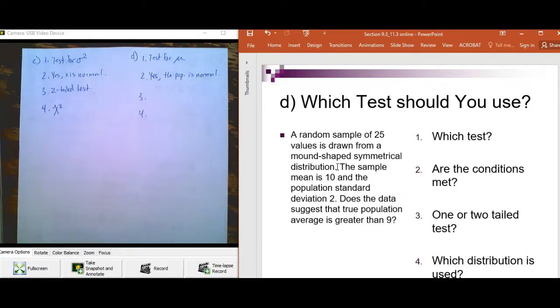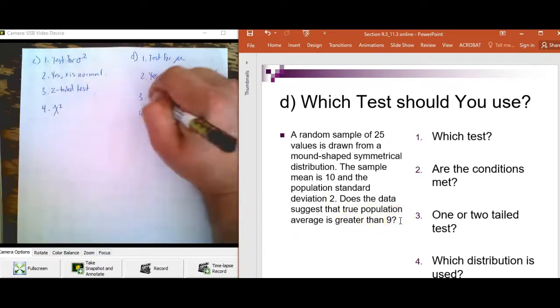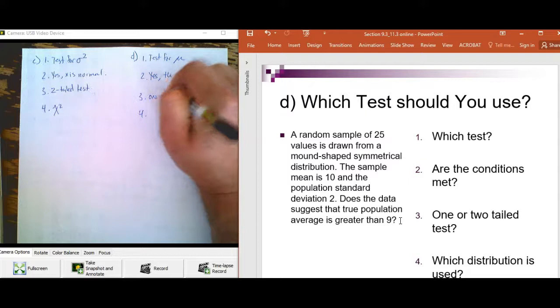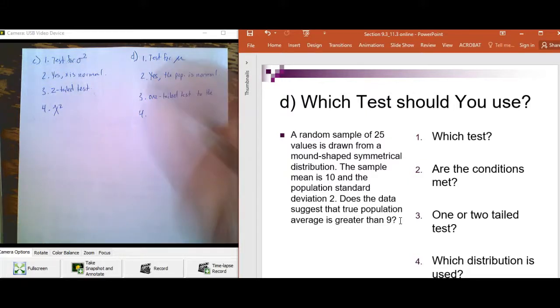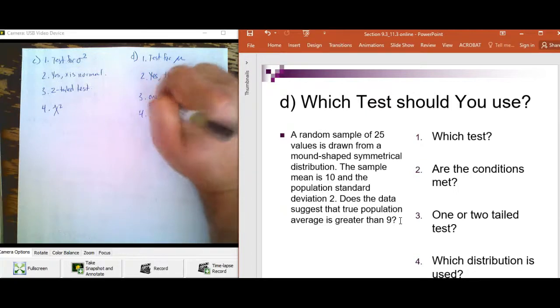Is it a one- or two-tailed test? Let's see. Does the data suggest that the true population average is greater than 9? So this is a one-tailed test, to the right this time. Greater than, right?